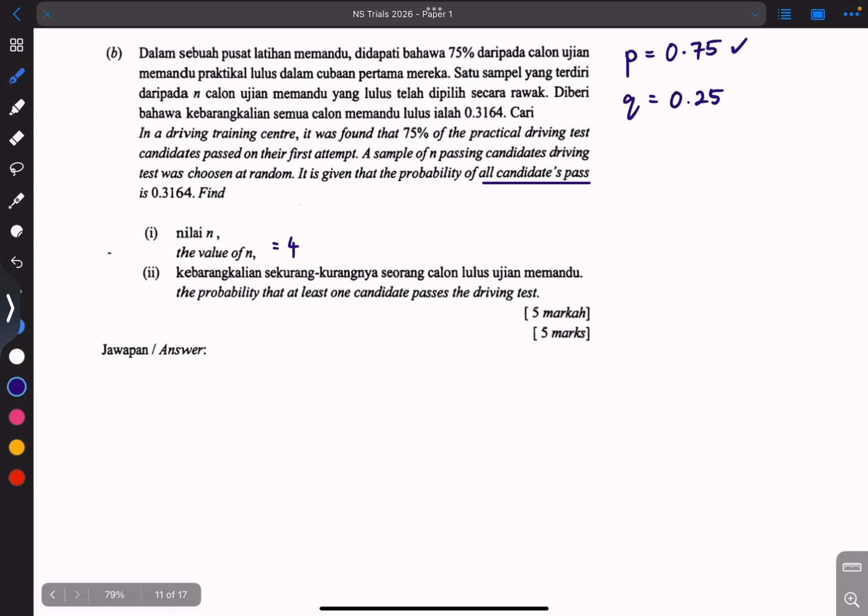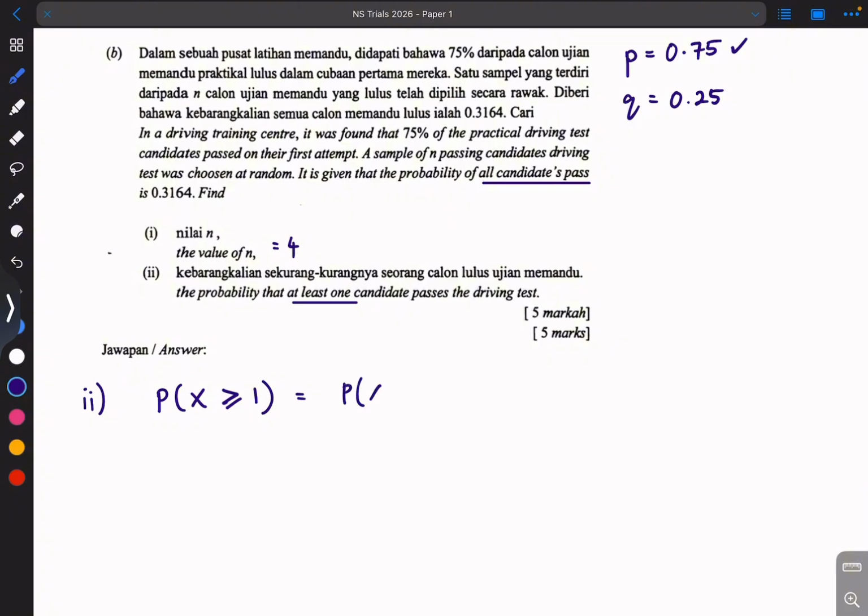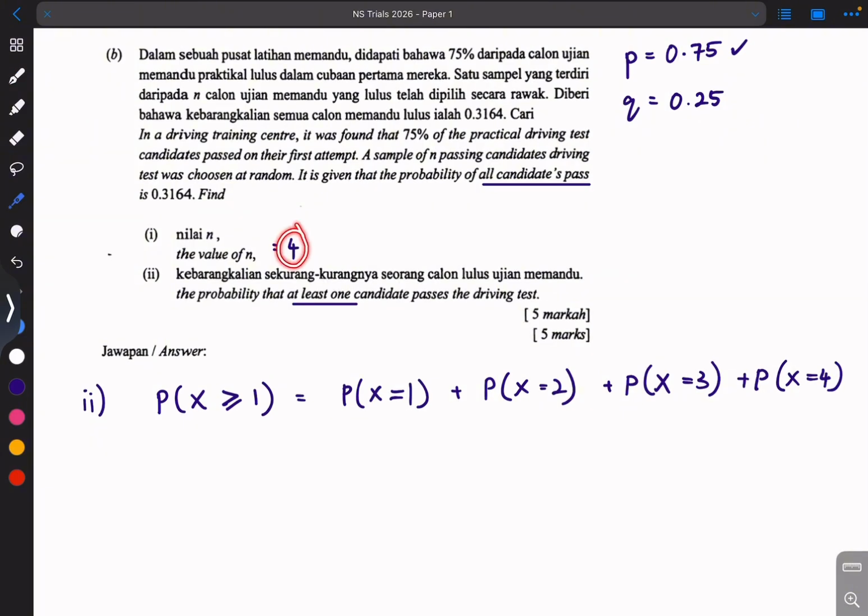So the probability that at least one candidate passes the driving test. Okay, at least one means x must be 1 or more. So we have probability of x equals 1, plus probability of x equals 2, plus probability of x equals 3, plus probability of x equals 4. Okay, we stop at 4 because altogether we only chose 4 people.